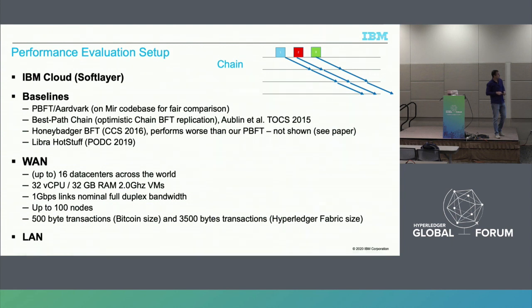Then we compared to Libra HotStuff and to our version of PBFT. We specialized our code to do a PBFT single leader version of it, so we can compare to single leader protocols. And we did this on a local area network, although most of the deployments currently are on a single cloud, we are focusing on wide area networks. So we went up to 100 nodes, in up to 100 data centers on IBM Cloud. These are the specs. And when we got the VM, we got 1 gigabit full duplex bandwidth.